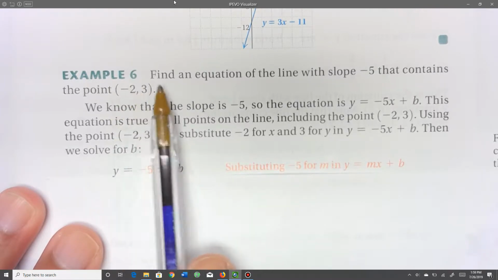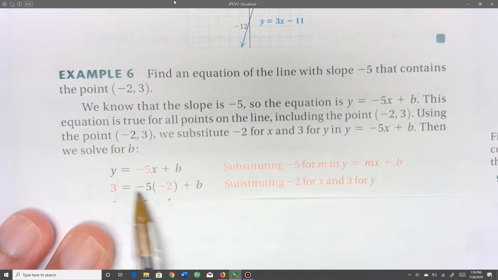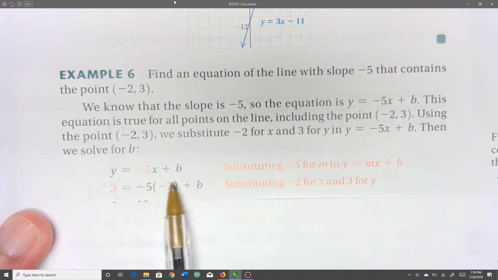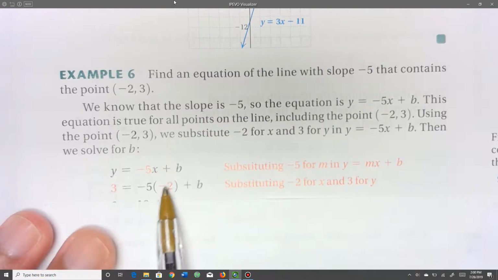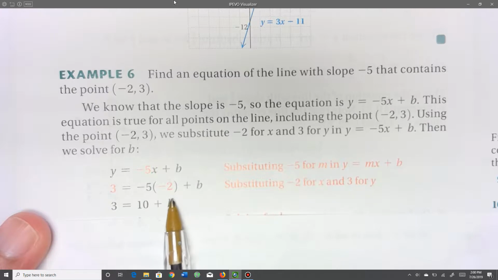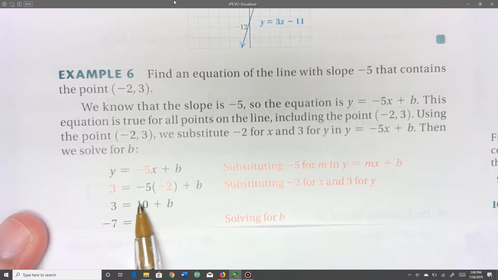That's why they give you a point. Then just substitute the values in there and solve for b. In this case, you multiply first. Negative 5 times negative 2 is positive 10. Rewrite everything else. From here, the addition principle tells you to subtract 10 from both sides.